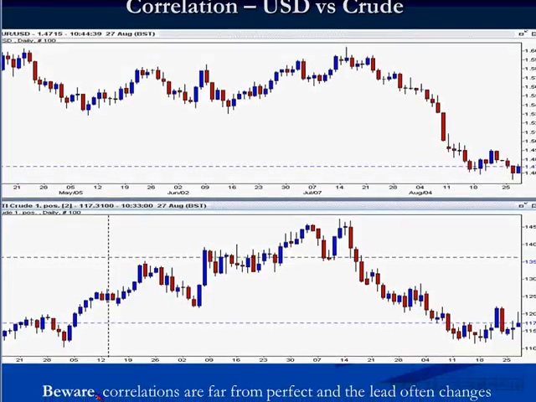I just must throw this in. Correlations are always far from perfect, okay? And the lead often changes. So it's never an absolutely foregone conclusion as to which one is going to be totally the perfect one.